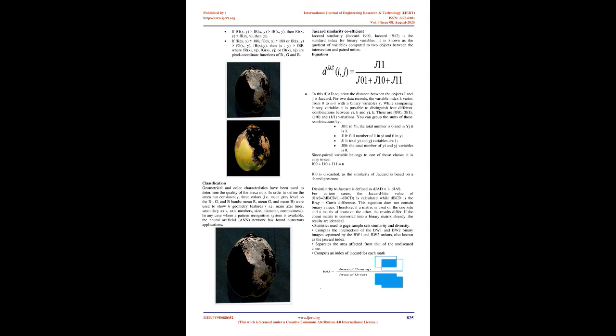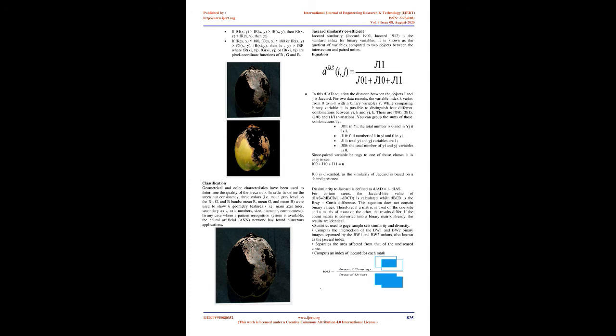While comparing binary variables, it is possible to distinguish 4 different combinations between y_i,k and y_j,k. There are 0/0, 0/1, 1/0, and 1/1 variations. You can group the sums of those combinations: j01, the total number where y is 0 and y_j it is 1, and j10, the full number of 1 in y and 0 in y_j.